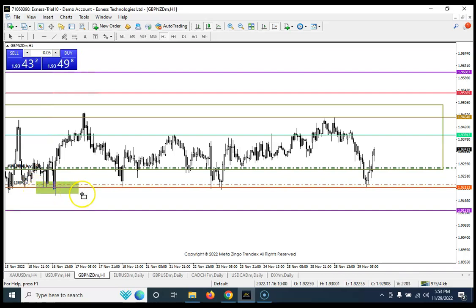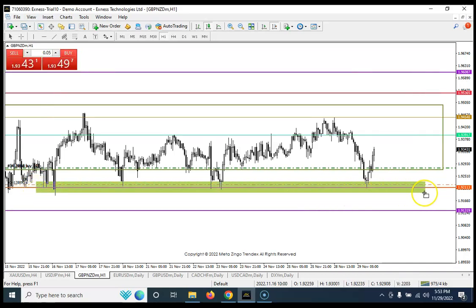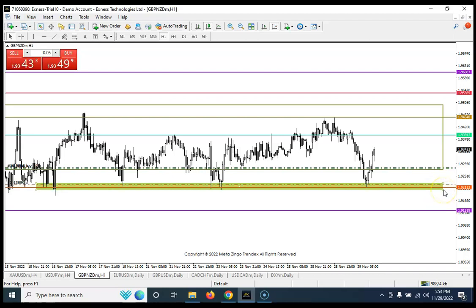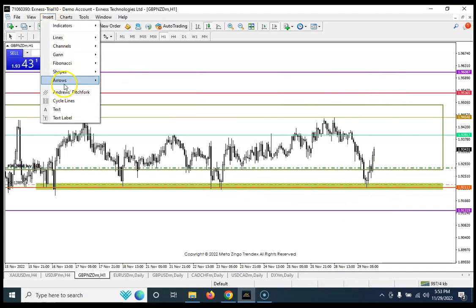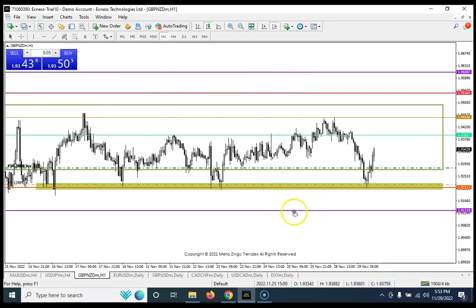So let me just do this. This is a zone. Once price gets to this zone, I expect it to start reacting off it. So I will draw something like this, and I'll continue to monitor the reaction of price as it approaches this zone. I see it as a very strong support zone.